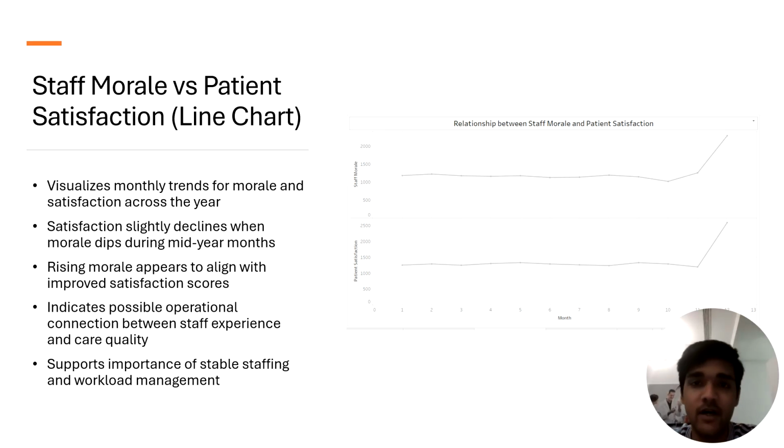Moving forward, this line chart here shows monthly trends for both staff morale and patient satisfaction. We can see that satisfaction tends to dip during months when morale decreases, particularly around mid-year. Later in that year, when morale rises, satisfaction also improves. This pattern shows the connection between staff well-being and patient outcomes. This highlights the importance of maintaining stable staffing levels, fair workloads, and supportive work environments to deliver better care and higher satisfaction.